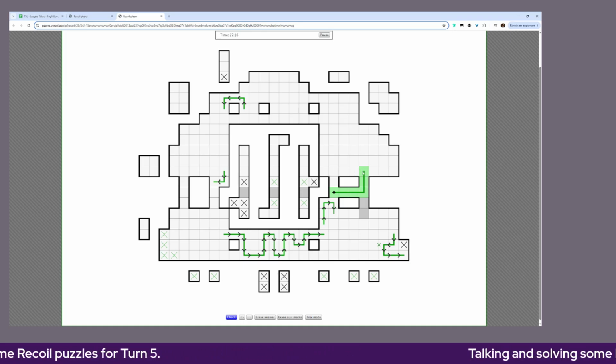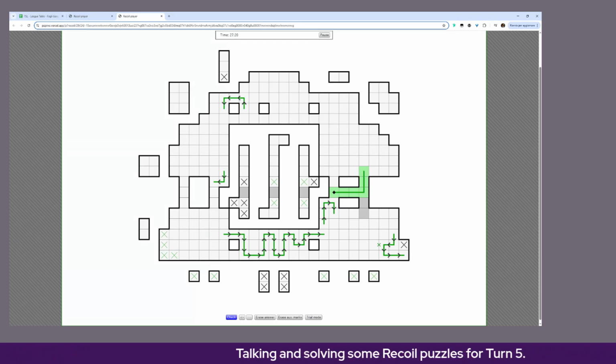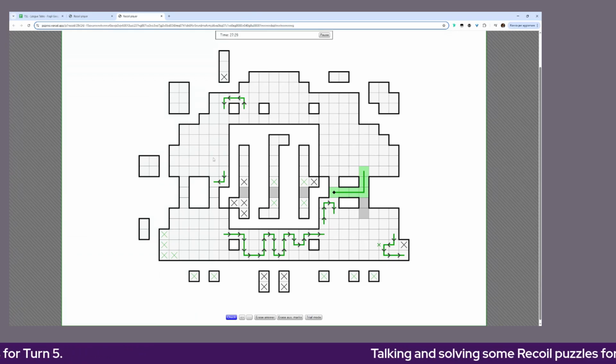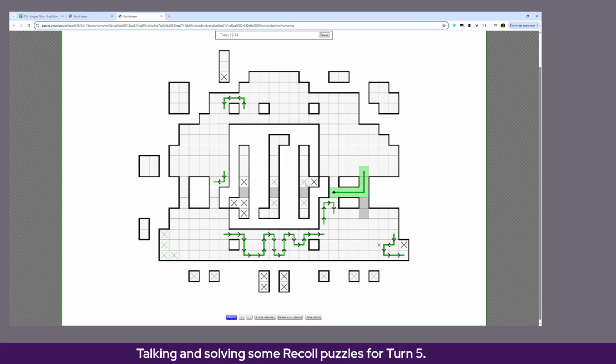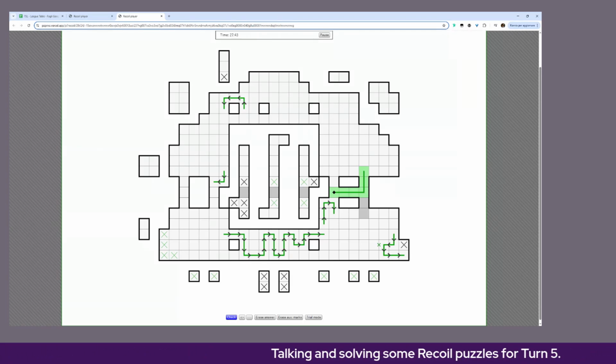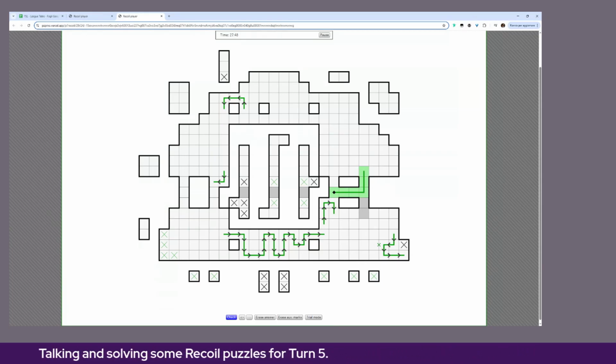None are filled from the left. Oh yeah, that's a good point. Those must be filled vertically. So you can't fill them this way. I didn't use that, but this is a good point. Yeah, I agree.